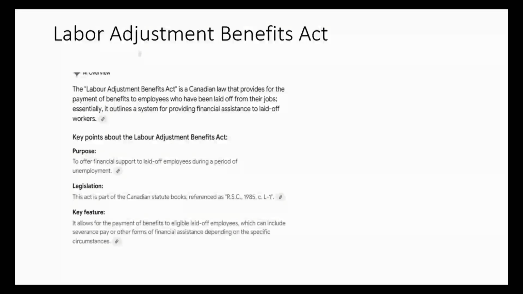The Labor Adjustment Benefits Act is a Canadian law that provides for payment of benefits to employees who have been laid off from their jobs. Essentially, it outlines a system for providing financial assistance to laid off workers. If you have been laid off for no fault of your own, then you can claim your labor adjustment benefits. The purpose is to offer financial support to laid off employees during a period of unemployment. A key feature allows the payment of benefits to eligible laid-off employees, which can include severance pay or other forms of financial assistance, depending on specific circumstances.